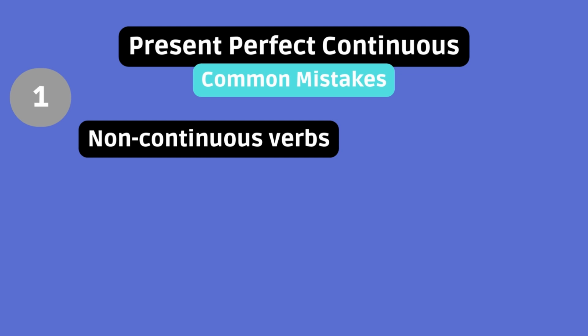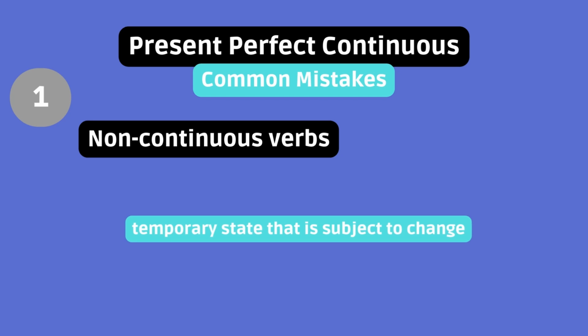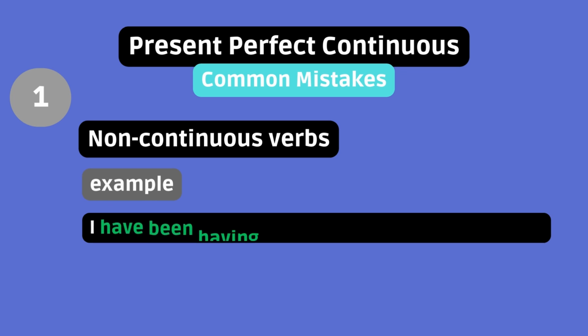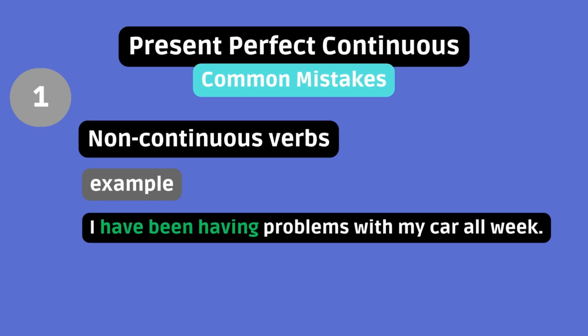That being said, some non-action verbs can still be used in the present perfect continuous when expressing a temporary state that is subject to change. Example: I have been having problems with my car all week. Have is not an action verb, but here it works just fine as it emphasizes the ongoing nature of the car problems I'm experiencing this week. These problems won't be permanent, although some car problems never go away. Am I right?